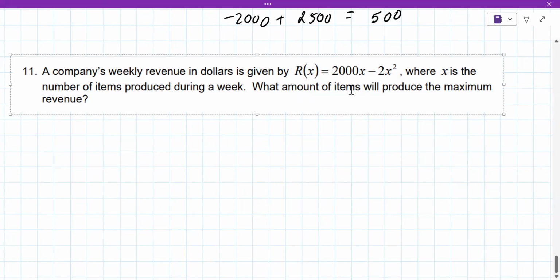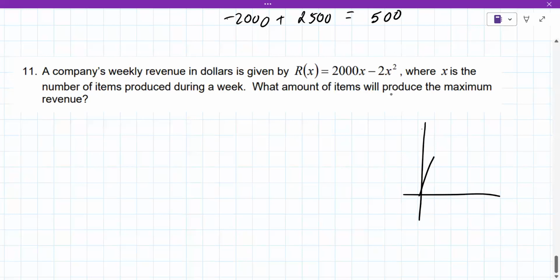A company's weekly revenue in dollars is given by R of X equals 2000X minus 2X squared, where X is the number of items produced during a week. What amount of items will produce the maximum revenue? So we're back to maximum revenue again. That's X equals minus B over 2A. Would you very carefully tell me the values of A, B, and C in this equation?